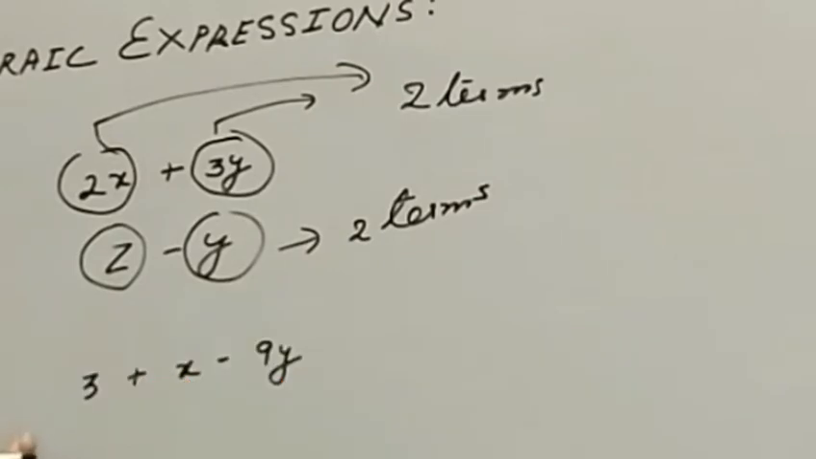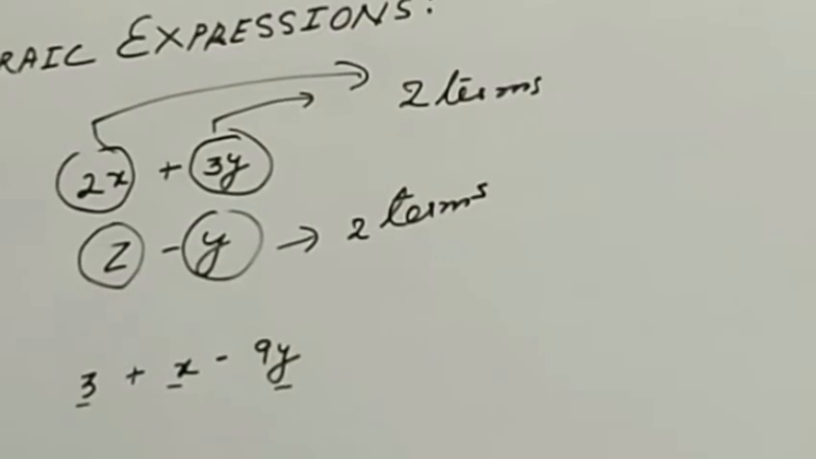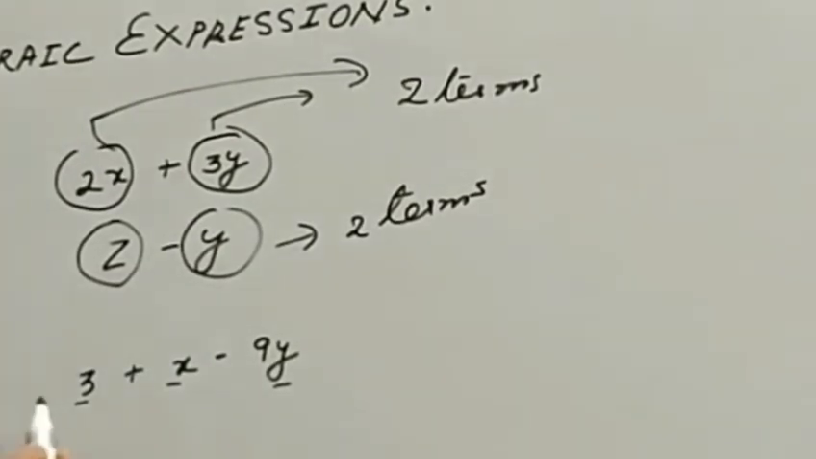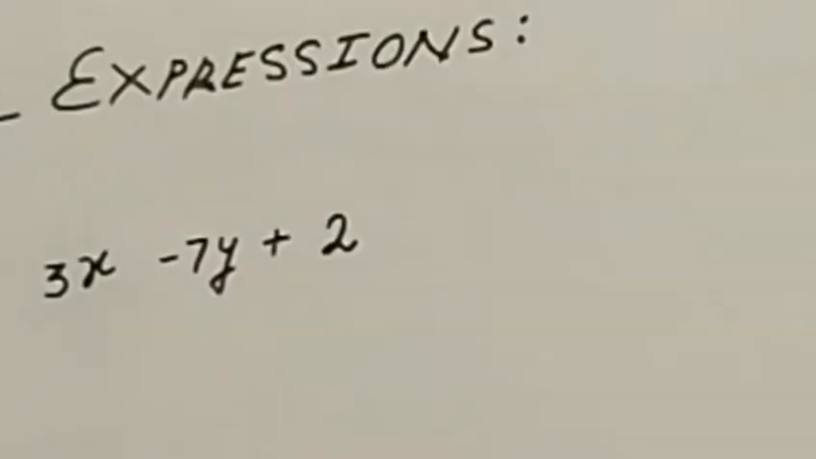Children, look at the next example. 3 plus x minus 9y. It has how many parts? Let's count. 1, 2, 3. So in this algebraic expression, how many terms are there? 3 terms. And they are connected with which signs? Plus or minus. If I talk about the third term, 9y. How can you get 9y? By multiplying a fixed value with a literal.